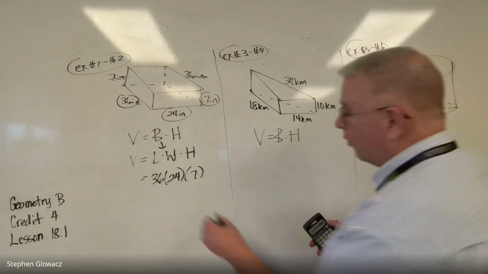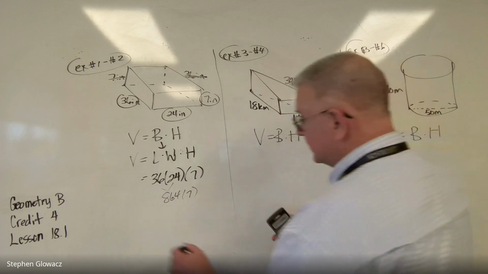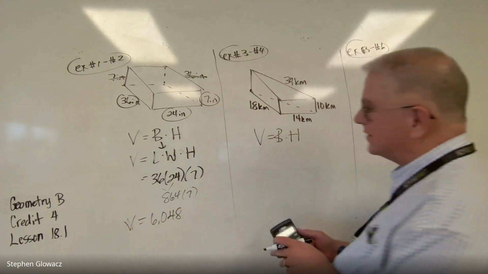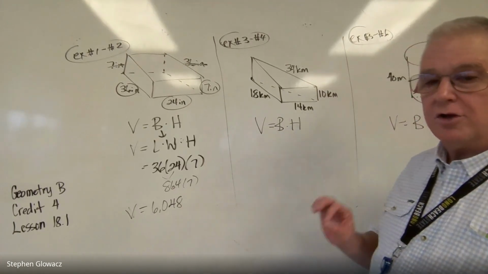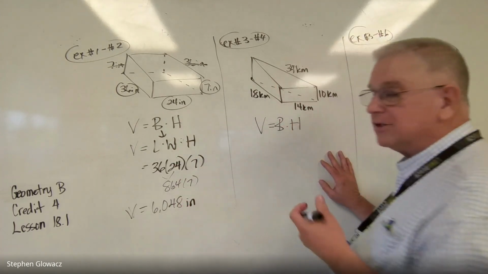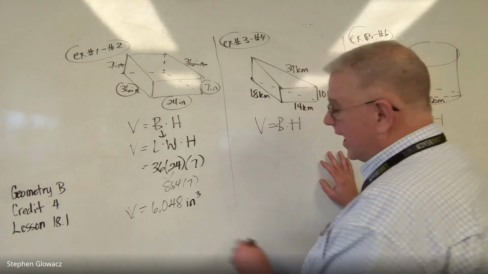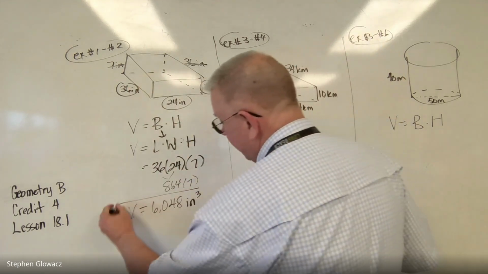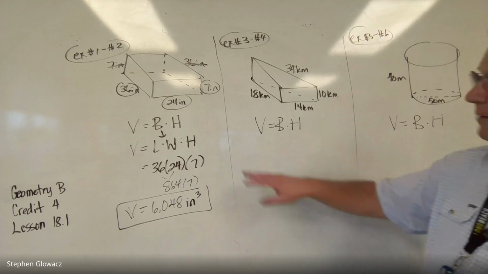36 times 24 is 864, times 7 gives us 6,048. And so the volume of our rectangular prism is 6,048. One of the very important things here is to include the unit of measurement. This is inches, and whenever we're doing volume, it's always in cubic inches. The way we indicate cubic is with the little 3 here. Imagine 6,048 little cubes would fit inside this figure. So 6,048 cubic inches. All right, so that's our example for problems 1 and 2.